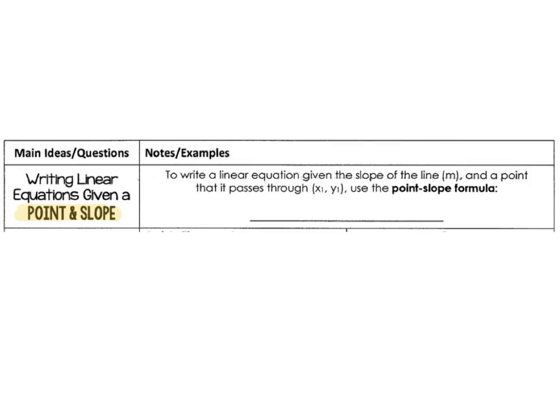All right, so writing linear equations if we're given a single point and the slope. To write a linear equation given the slope of the line, which we'll say m represents, and a point that it passes through, which we'll call x1 and y1, we want to use the point-slope formula. The point-slope formula is y minus y1 equals m times x minus x1. That is a formula you're going to need to memorize: y minus y1 equals m times x minus x1. And we call this the point-slope formula.